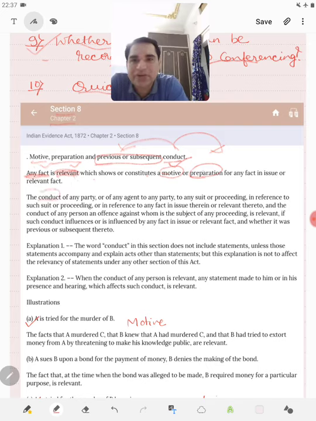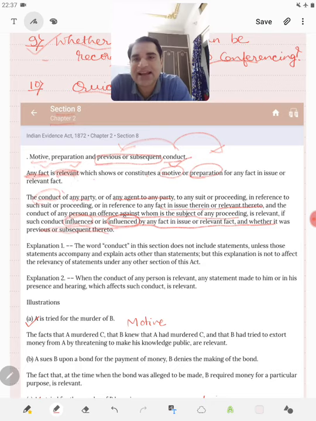Then the conduct of any party, or of any agent of any party, to any suit or proceeding, in reference to such suit or proceeding, or in reference to any fact in issue therein or relevant thereto, and the conduct of any person an offense against whom is the subject of any proceeding, is relevant if such conduct influences or is influenced by any fact in issue or relevant fact, whether it was previous or subsequent thereto.